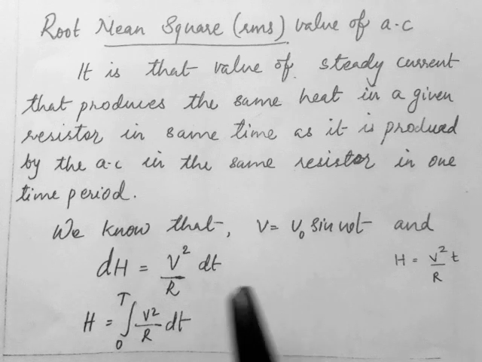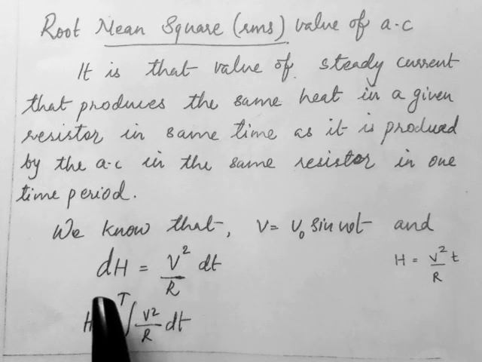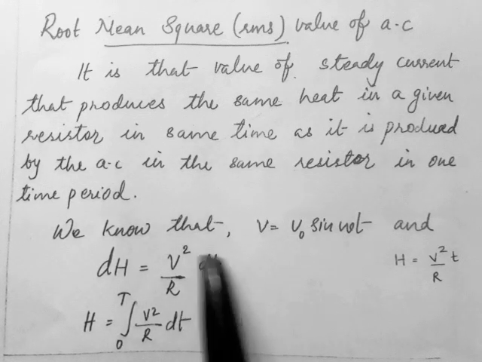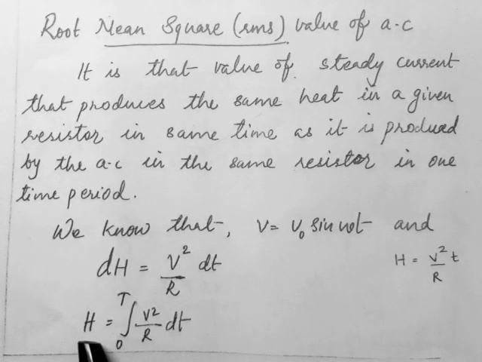So within a small time dt, there will be heat energy produced, that is dH is equal to V square by R dt. Now we find the heat produced within 0 to T. After that, as in the previous case, we will divide the heat with the time. So we get the heat produced in one cycle, H by T. So here we integrate from 0 to T, V square by R dt.